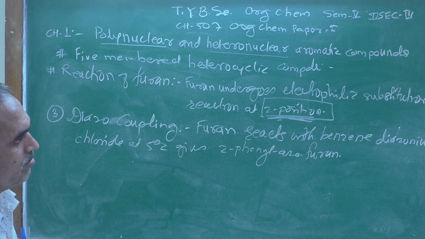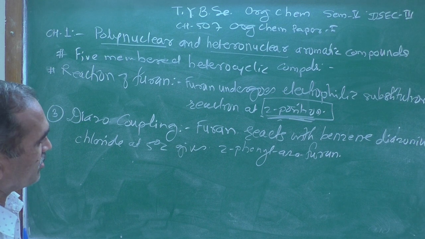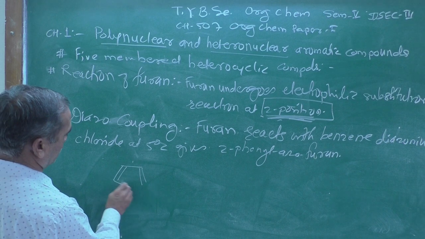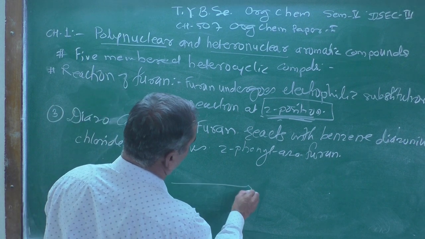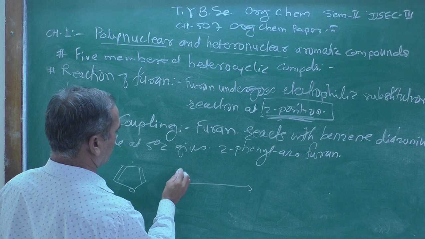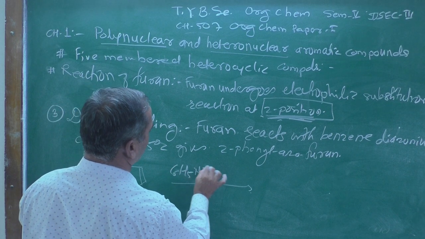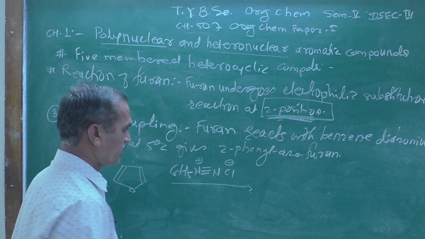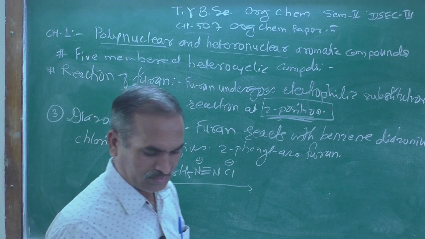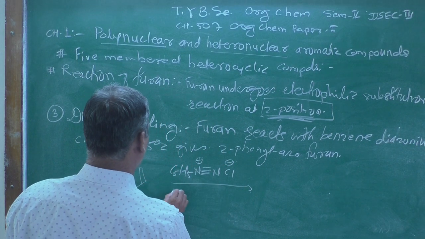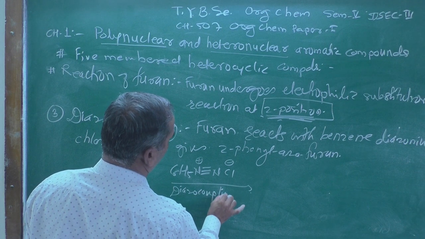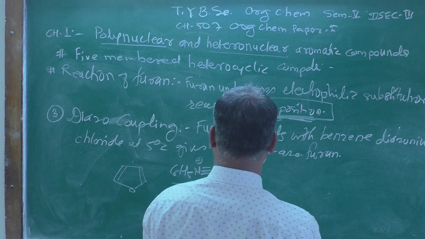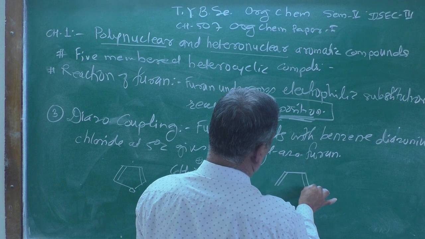So let's see here, look at the sentence. Furan reacts with benzene diazonium chloride at 5 degree centigrade, gives 2-phenyl azofuran. As we know that the starting compound should be furan, which will react with benzene diazonium chloride, C6H5 N triple bond N Cl, positive charge on this and negative charge on chloride, that is a benzene diazonium salt. This is a diazo coupling reaction. It takes place at 2 position and the resulting compound would be obtained as this one. You can observe this reaction carefully.